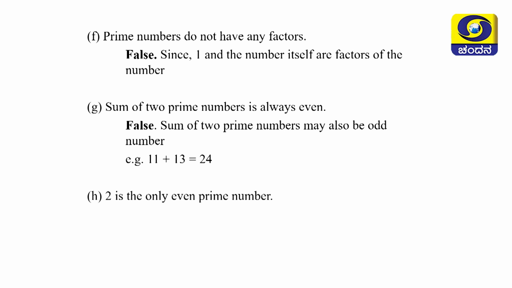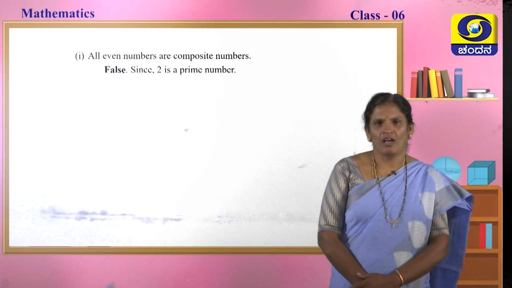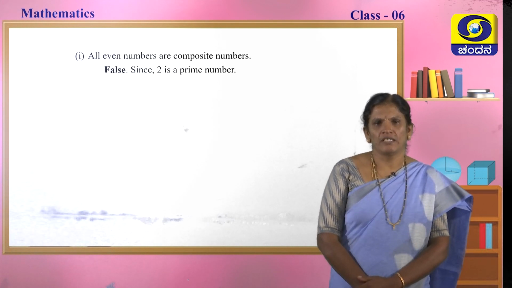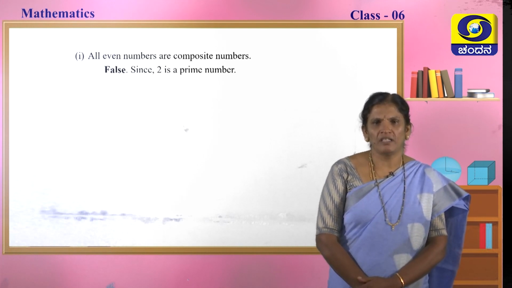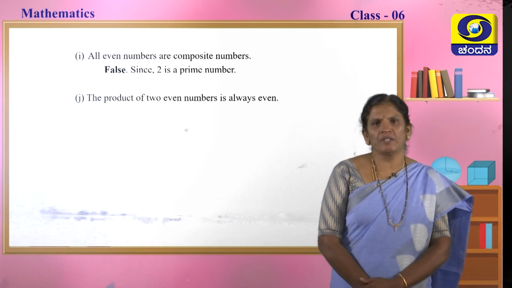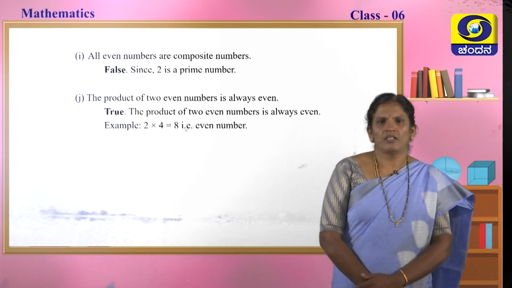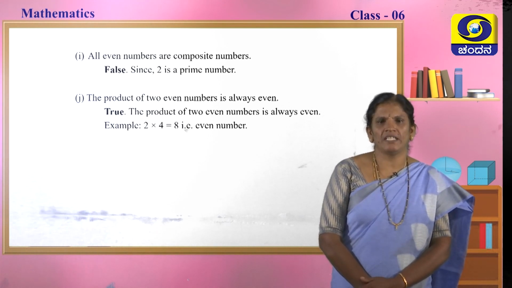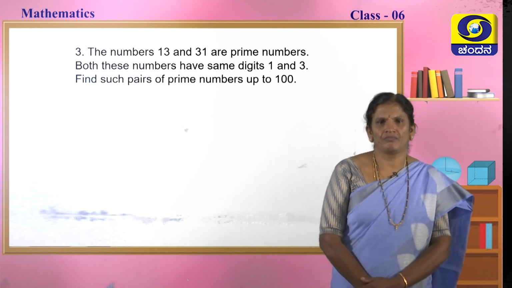Next, 2 is the only even prime number. Yes, it is true. 2 is the only even prime number. All even numbers are composite numbers. False. Since 2 is a prime number, it is also even. The product of two even numbers is always even. True. The product of two even numbers is always even. Example, 2 into 4 is 8.